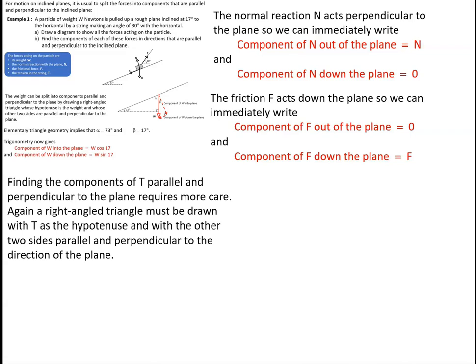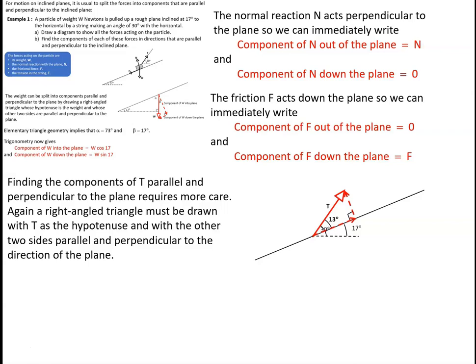The components of T need a little bit more work, and in order to do that, we need to draw a triangle again, in which T is the hypotenuse and the other two sides of the triangle must be parallel to and perpendicular to the direction of the plane.